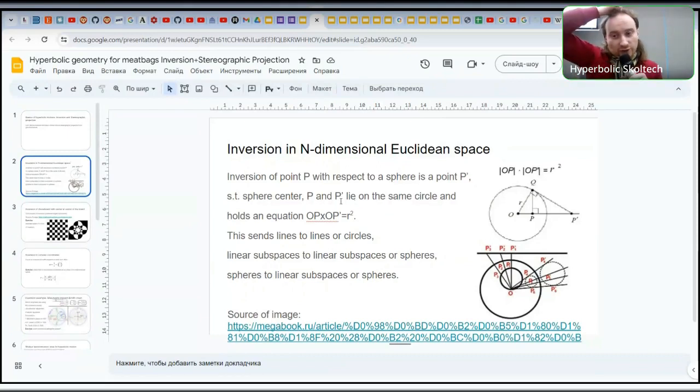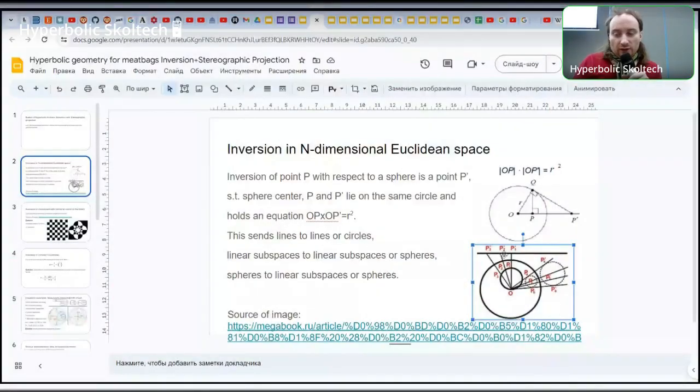This is called an inversion with respect to a sphere. And what is interesting about it? First, let me mention that if you take an inversion of an inversion with the same sphere, then you send P prime back to P. So P is sent to P prime and then sent back to P. And it also sends lines to lines or circles.